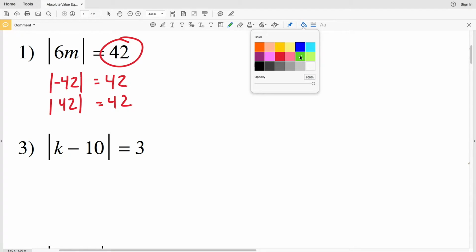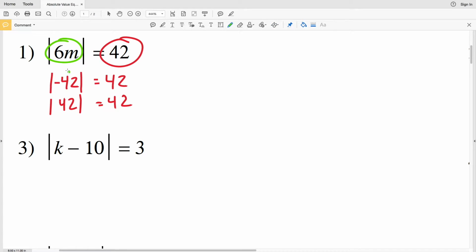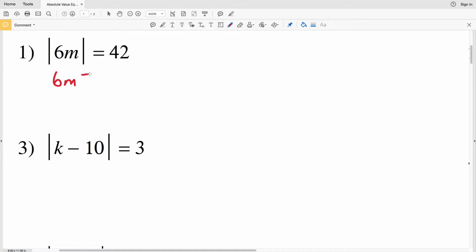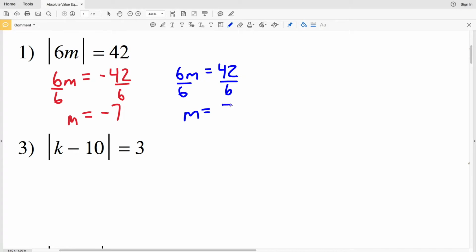So that's saying that this 6m either equals negative 42 or it equals a positive 42. So we're going to solve two equations. Let's solve the first: 6m equals negative 42. We divide by 6 on both sides and get that m is equal to negative 7. Now let's solve if 6m is the positive 42. We divide by 6 and get that m is equal to positive 7. So m equals negative 7 or m equals positive 7.